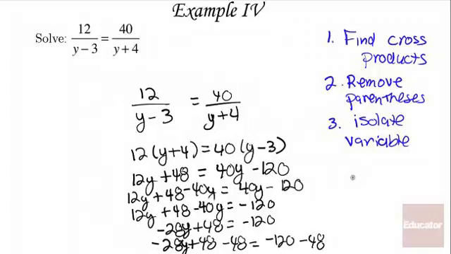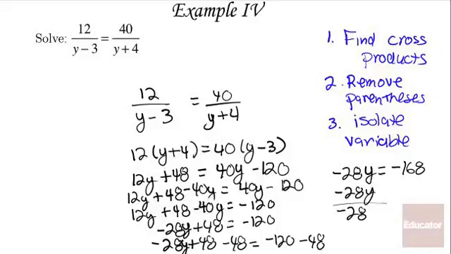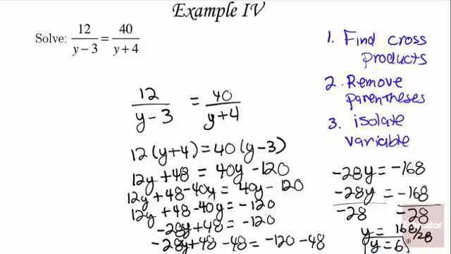Negative 28y equals minus 168. One last step and we'll have this solved. Divide both sides by minus 28. And we have y equals 168 over 28, and you calculate that out, and it's y equals 6.